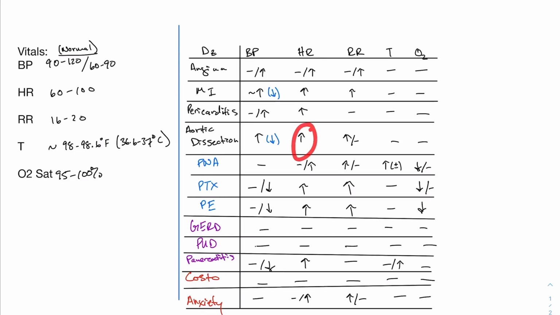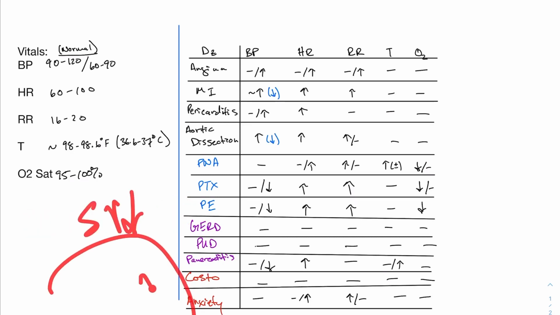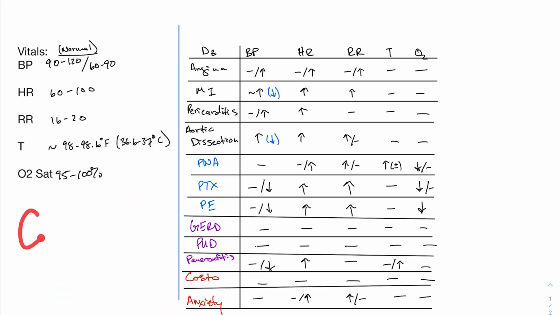Your heart rate's going to be up for similar reasons. Well, actually, for a few reasons. One, it's painful, and so you have that sympathetic response. But two, same thing with the cardiac output equals stroke volume times heart rate. And so if your stroke volume is down because you're spilling blood into that potential space here, then to maintain your cardiac output, your body's going to want to increase your heart rate. So that's why you're going to have an elevated heart rate.